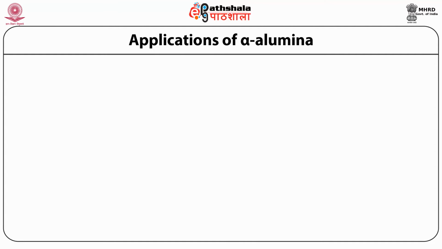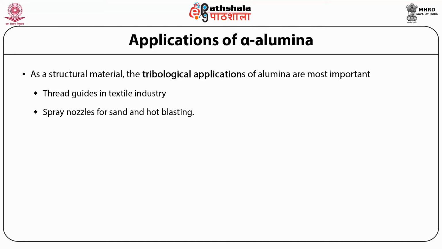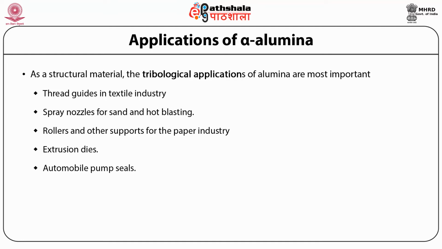Now students, let us discuss the application of alpha-alumina. As a structural material, the tribological applications of alumina are most important. It is used in thread guides in the textile industry, spray nozzles for sand and hot blasting. It is also used in rollers and other supports for the paper industry, extrusion dies, automobile pumps, seals, and seals between parts which turn or slide with respect to one another.